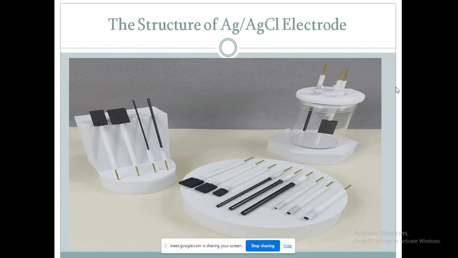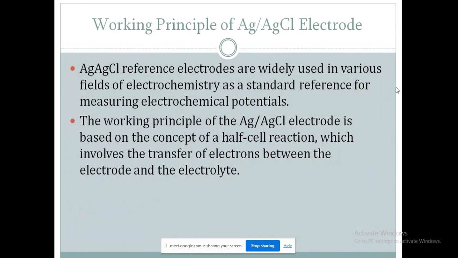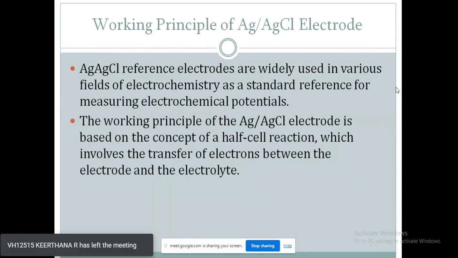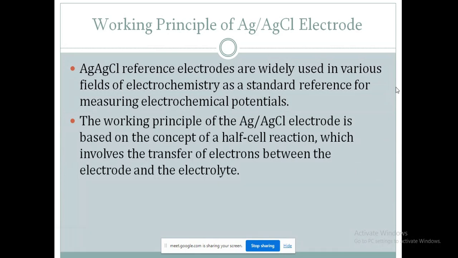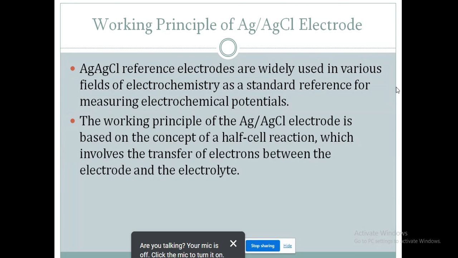Say this is the dip we may use. If you use the same material, we may get good potential measurements. That's why we go with Ag/AgCl, the same electrode and the same reference. So in the field of electrochemistry, we use a standard reference for measuring the electrochemical potential. The electrode operation is fully based on half-cell reaction, which means it involves the transfer of electrons between the electrode and electrolyte.